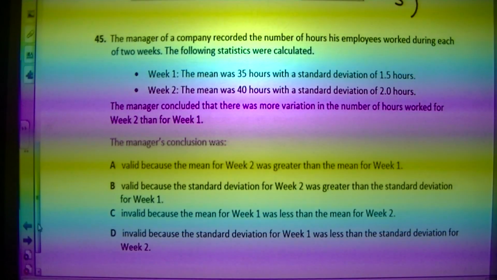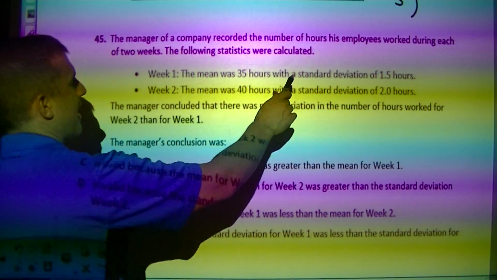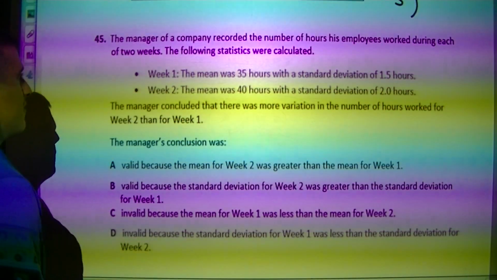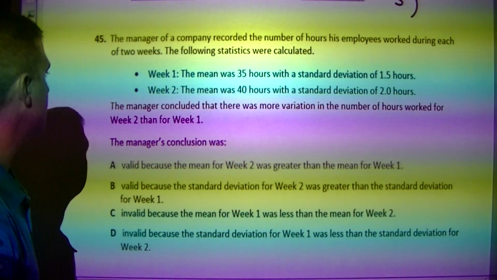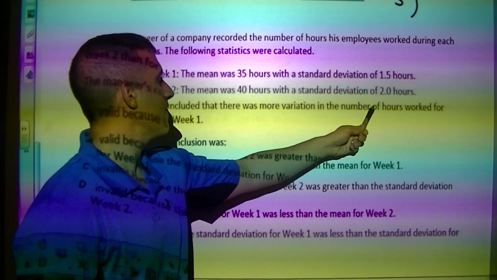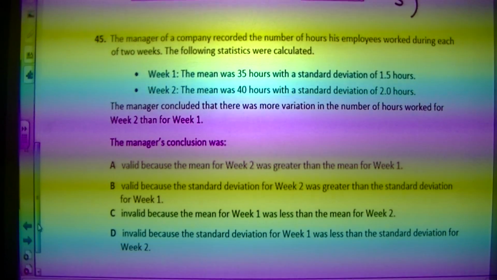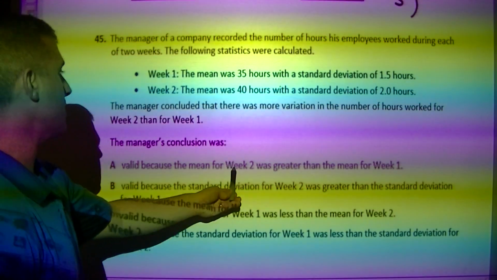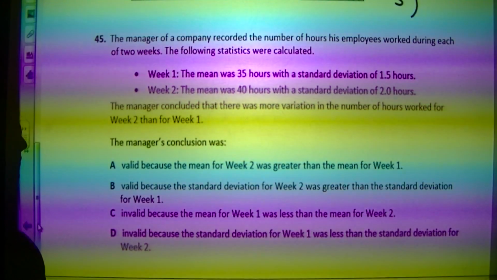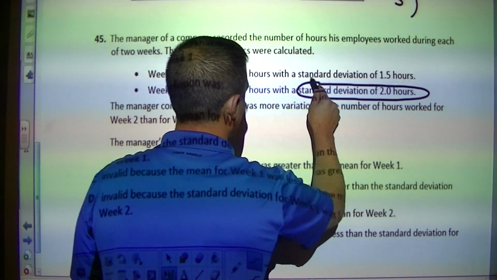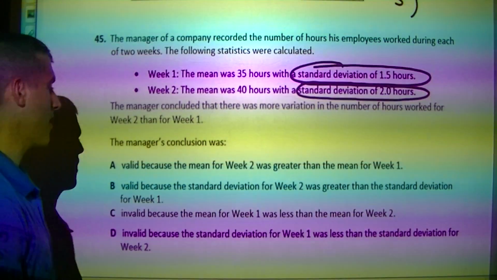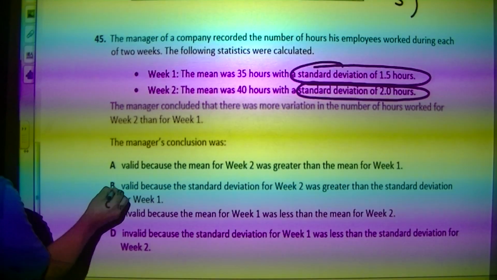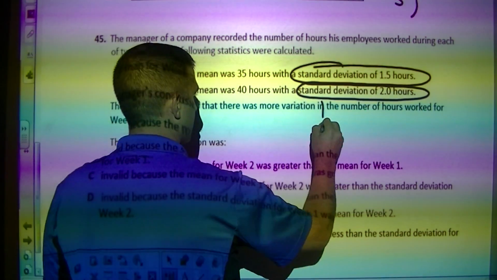A manager of a company recorded the number of hours employees worked during the following weeks. Week 1, the mean was 35 with a standard deviation of 1.5. Week 2, 40 hours with a standard deviation of 2. The manager concluded there was more variation in the number of hours worked for week 2 than week 1. Valid because week 2 mean was greater? No, that's not it. The variation has everything to do with the standard deviation. Valid because the standard deviation for week 2 was greater than the standard deviation for week 1. That's the answer. This has to do with variation.